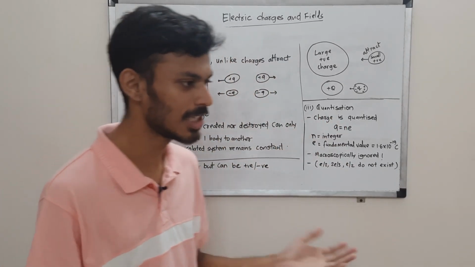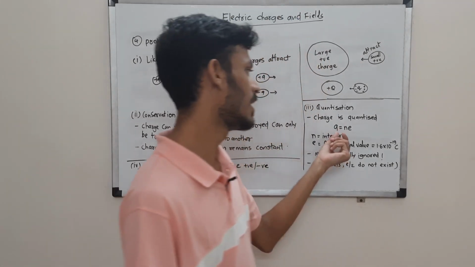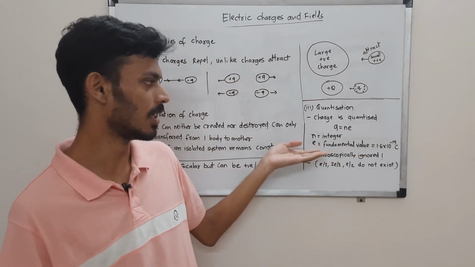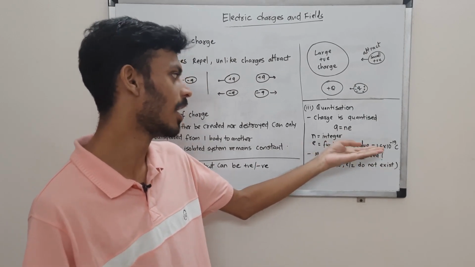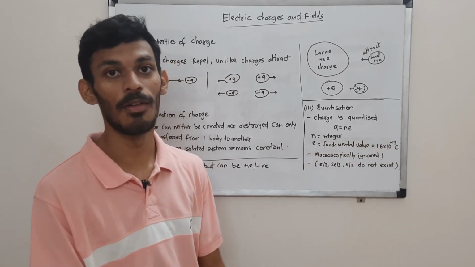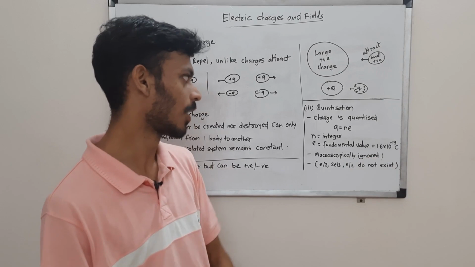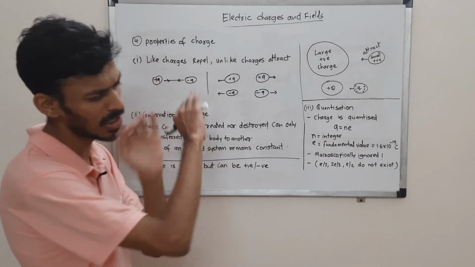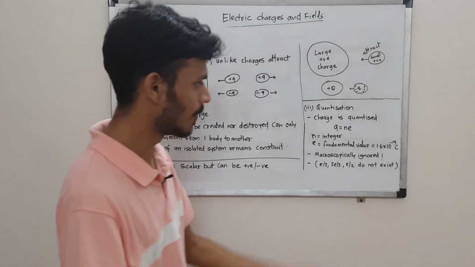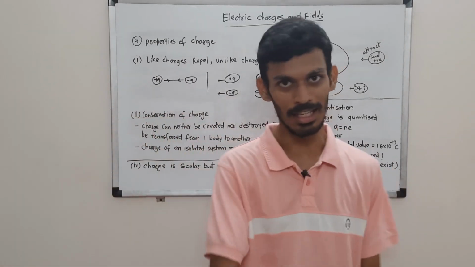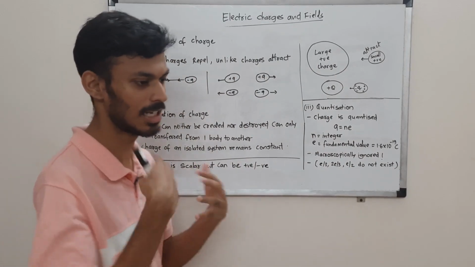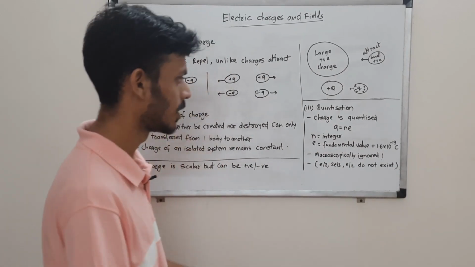Basically, any charge that you have can be expressed as an integral multiple of e. e is some fundamental value, it's the charge on the electron, which is 1.6 × 10^-19 coulombs. So that is the value of e, and n should be some integer. Any charge that you have in this world should be expressed in the form of n times e, where n is an integer. So charge is quantized; it can be expressed as an integer times some constant value.